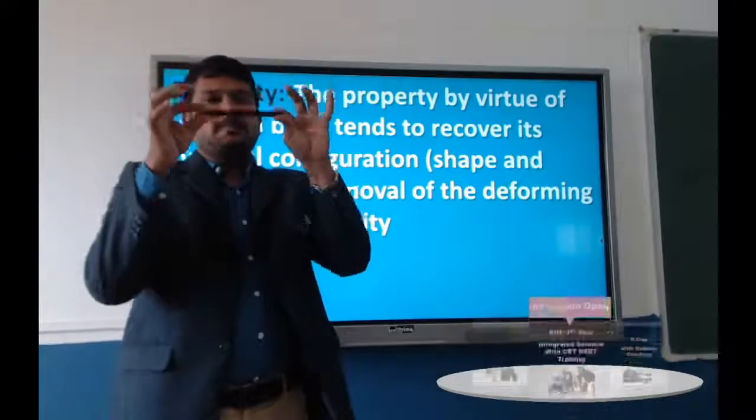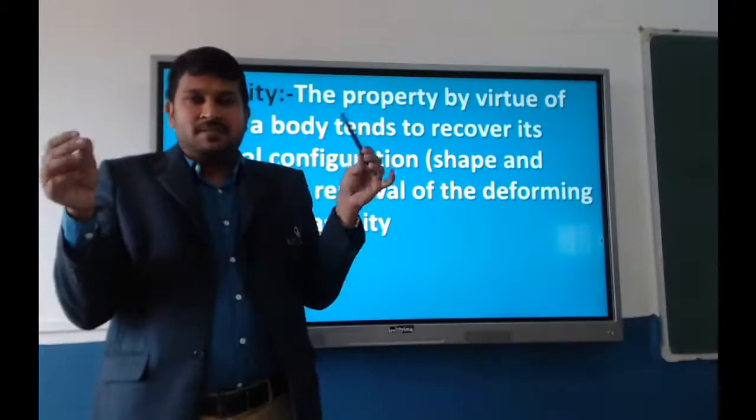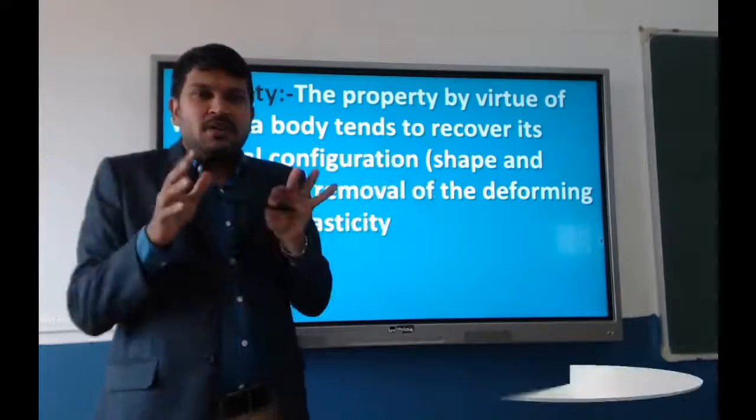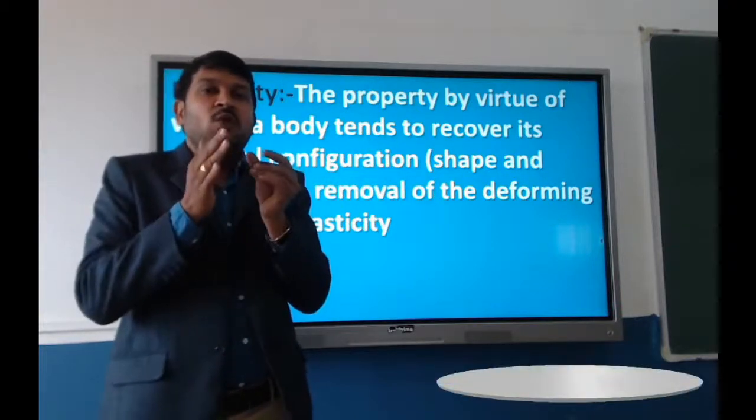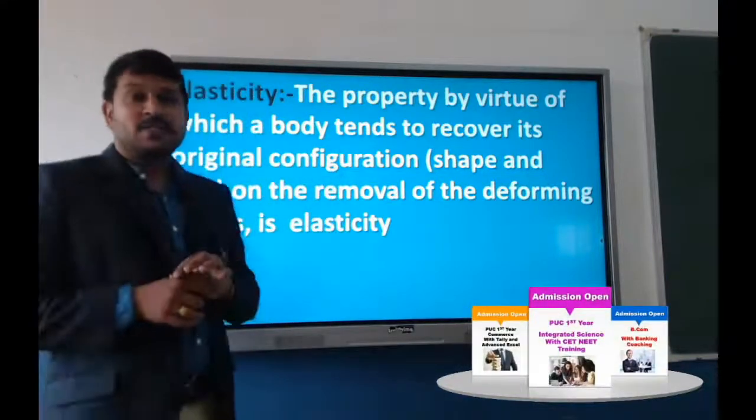Assume this is the rubber, students. I will stretch it. Okay, it expands. Again I will release it. Again it comes back to its original position. Yes or no? Such a body is known as elasticity.